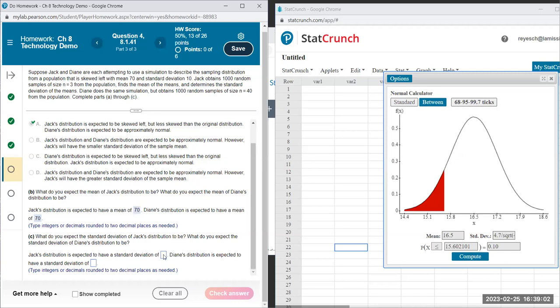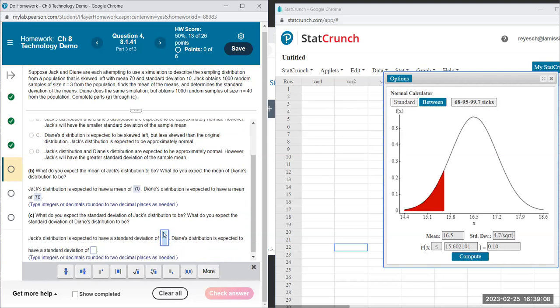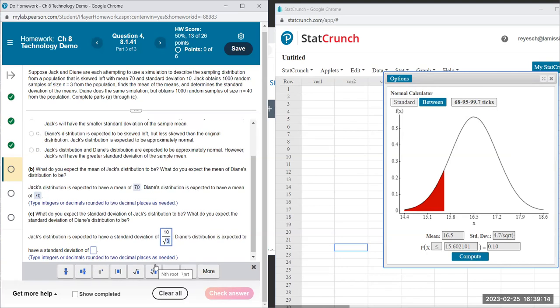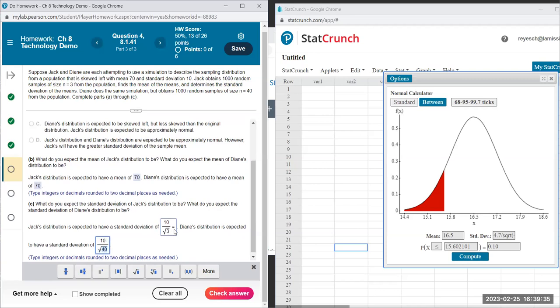So Jack's distribution is going to have a standard deviation of the original standard deviation, which for my case is 10, over the square root of his sample size, which is 3. So I'm going to have to put that in the calculator and compute that. Whereas Diane's is going to be the standard deviation of 10 divided by the square root of 40 because her sample size is 40. It says round to 2 decimal places. So I'm going to go ahead and do that on the calculator while you can do it on your calculator as well.